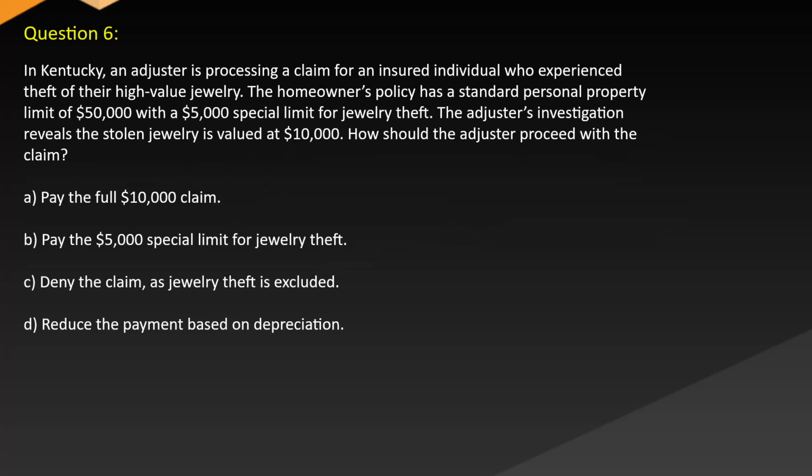Question 6. In Kentucky, an adjuster is processing a claim for an insured individual who experienced theft of their high-value jewelry. The homeowner's policy has a standard personal property limit of $50,000 with a $5,000 special limit for jewelry theft. The adjuster's investigation reveals the stolen jewelry is valued at $10,000. How should the adjuster proceed with the claim? A. Pay the full $10,000 claim. B. Pay the $5,000 special limit for jewelry theft. C. Deny the claim as jewelry theft is excluded. D. Reduce the payment based on depreciation.